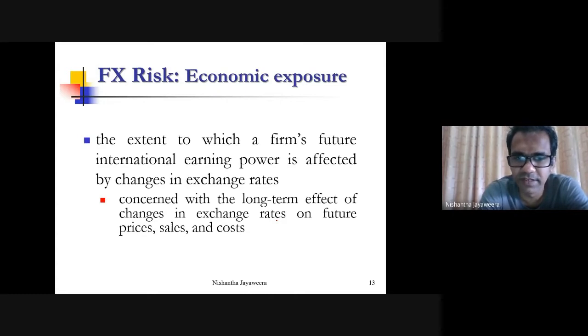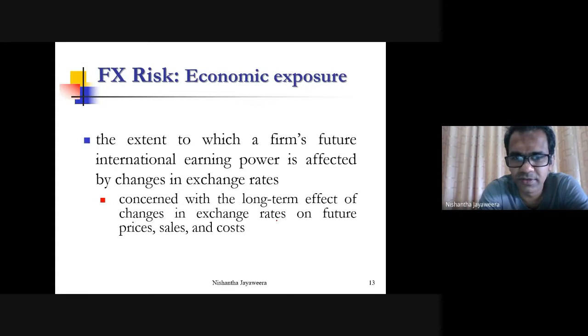So when we take a subsidiary, it will be an asset. But when we take a foreign currency borrowing, it will be a liability. Either way, the change in value in terms of local currency is the risk. That is the translation exposure that you have.